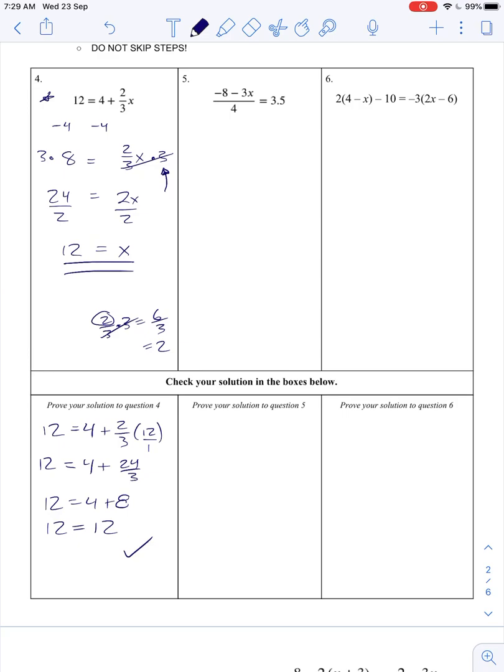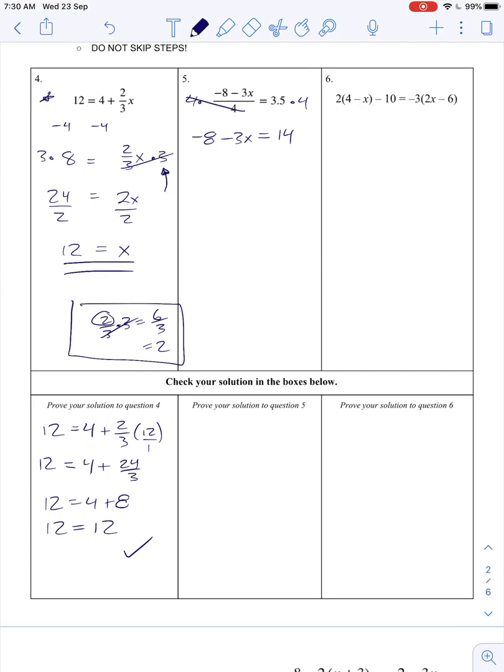Okay, let's look at number 5. On this one, we're going to start the problem. You know how I said down here that if you take 2/3 times 3, the 3's cancel out? Well, I'm going to do the same thing in this problem by starting by multiplying both sides by 4, because that's going to cancel those 4's out, and then I don't have to worry about any fractions. So I'm going to have negative 8 minus 3x. 3.5 times 4 is going to be 14.